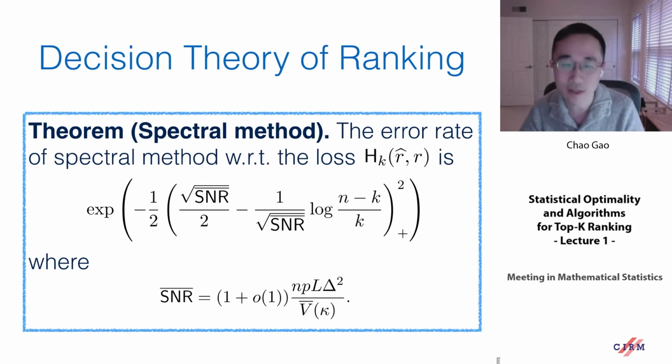And the second result is for the spectral algorithm. It has a similar form of exponential convergence rate, but for the spectral algorithm, the signal-to-noise ratio parameter is defined slightly differently. You just replace the variance function of MLE by V bar, which is the variance function of the spectral method. Okay, so I want to emphasize this rate is not just the upper bound for the spectral algorithm. We also show it is the lower bound for the spectral algorithm. Therefore, we can make a rigorous comparison between the two methods.